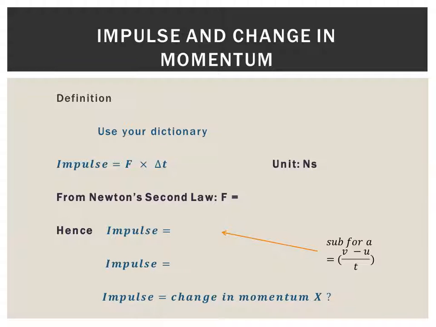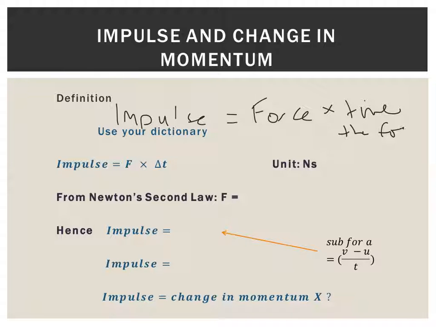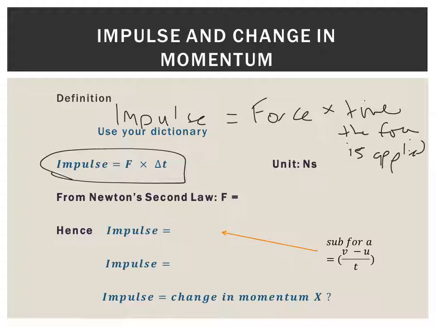So here we're looking at impulse. Okay, so impulse is effectively equal to, in words, the force applied to an object multiplied by the time the force is applied. Impulse is essentially force times change in time.